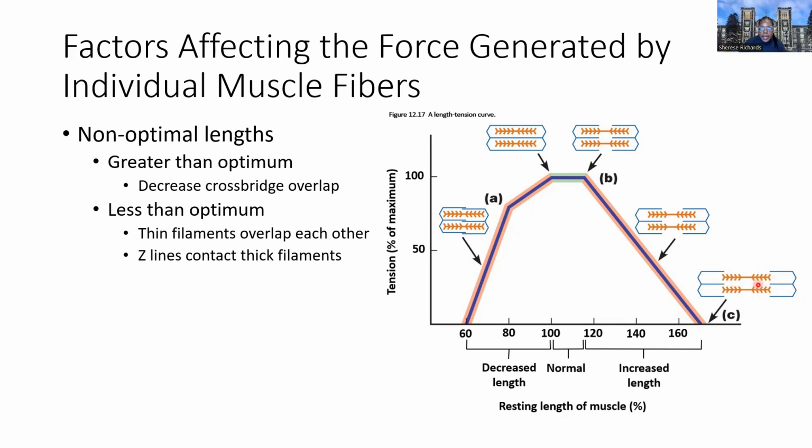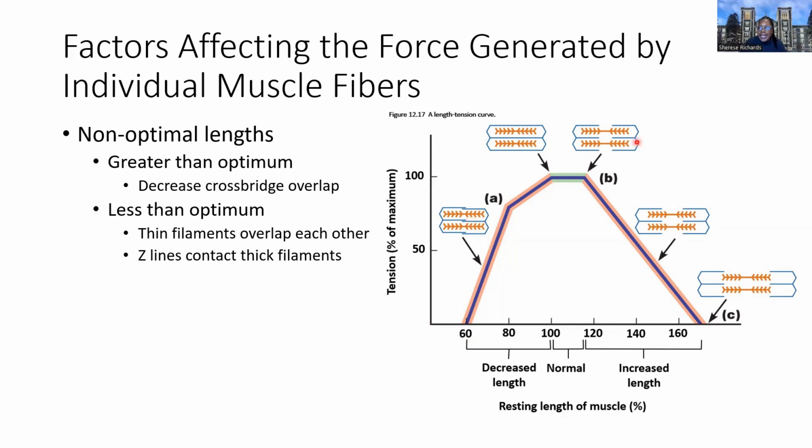Now, on the opposite end of that spectrum, we have less than optimal, which is happening over here. And this is about 60% of the resting length for this muscle fiber. So when we start there, we're starting way too contracted. The thin and thick filaments are already overlapping. There isn't much area for sliding to happen, right? Because the Z discs are just way too close together. So this length is less than optimal and will not generate the maximum amount of force that's possible for this muscle.